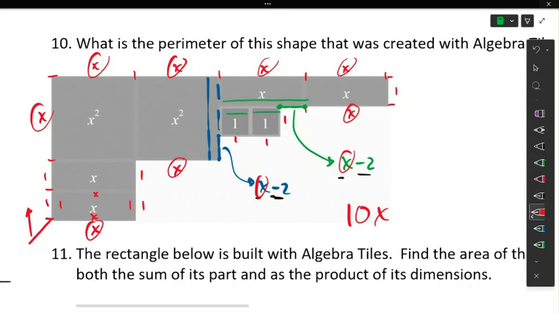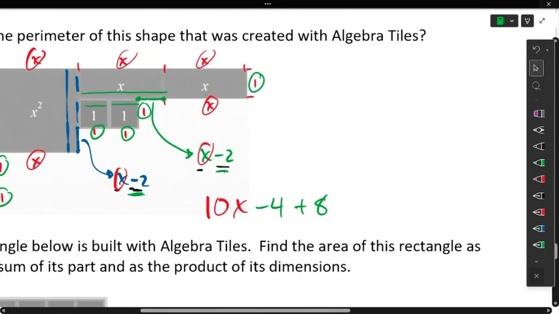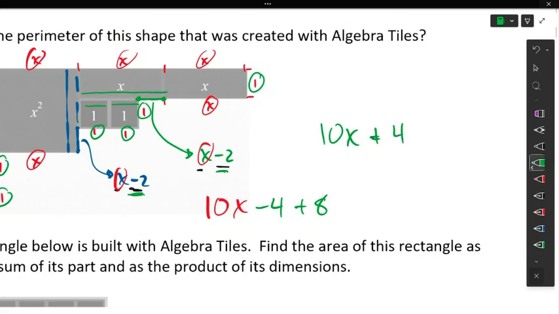And now I'm going to go around and count up all the ones I have. And I have to remember, I might write this down right now. There's a minus 4 that I need to take care of because I've got a minus 2 here and a minus 2 here. So that's a minus 4. Now let's just count the positive ones going around. So I've got a 1, 2, going this way, 3, 4, 5, 6, 7, and 8. So I've got a plus 8. If I simplify that, I believe the correct perimeter is 10x plus just the number 4. So that is the perimeter of that shape. That's me walking around it.